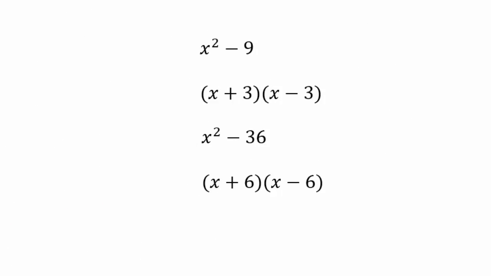Let's have a look at a couple of examples of that. If I've got x squared minus 9, I can just split it into x plus 3 times x minus 3. Square root of x squared, square root of 9 in both brackets. Same with x squared minus 36, both square numbers, so we can split them into two brackets, x plus 6 and x minus 6.